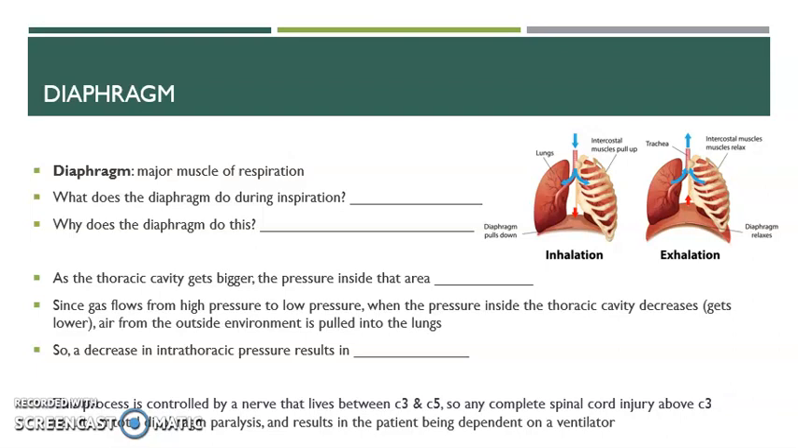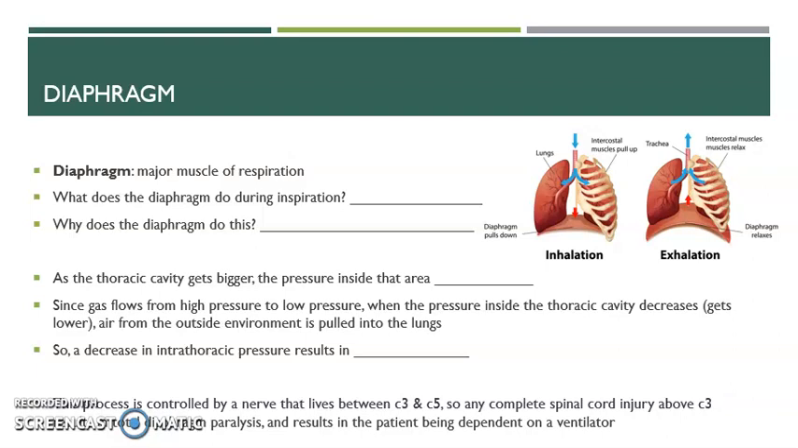As the thoracic cavity gets bigger, the pressure inside that area decreases. So think about this. You will always have some air left inside of your lungs. So if you think about that air in a smaller space versus that air in a now larger thoracic cavity, we know that with the same amount of air in a larger area, the pressure would be lower.